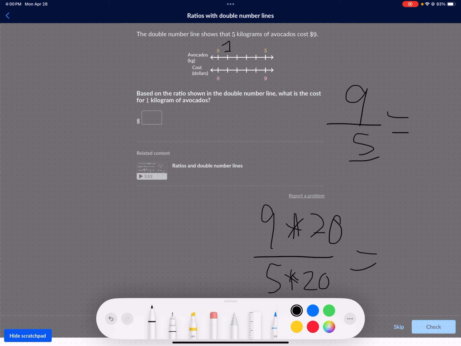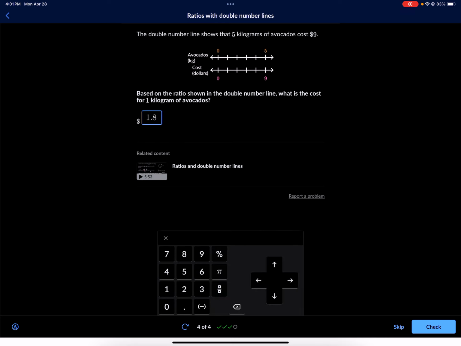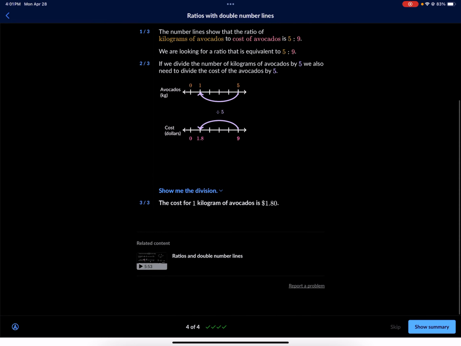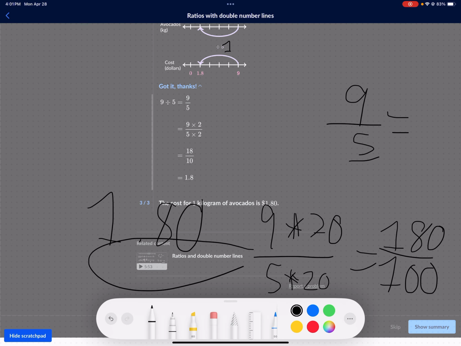So we have 9 times 20, which is 180. Put that over 100 and now simplify the fraction and you get 1.8. And since we're talking money, we want a 0 at the end. So for 1 kilogram, it is $1.80. So there you go. So here's the answer explanation. If you got that right, good job. If you didn't, watch the video and happy studying.